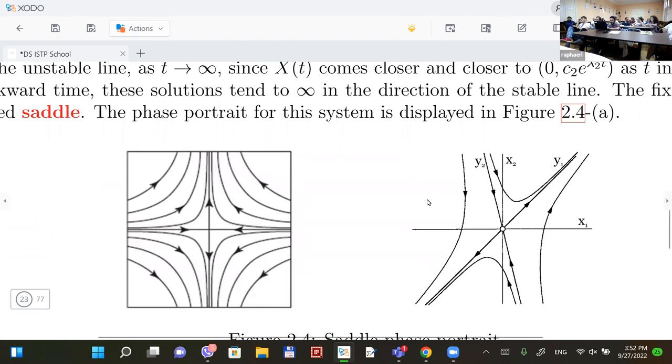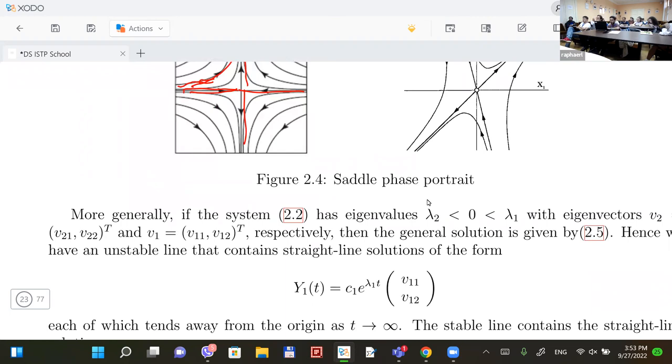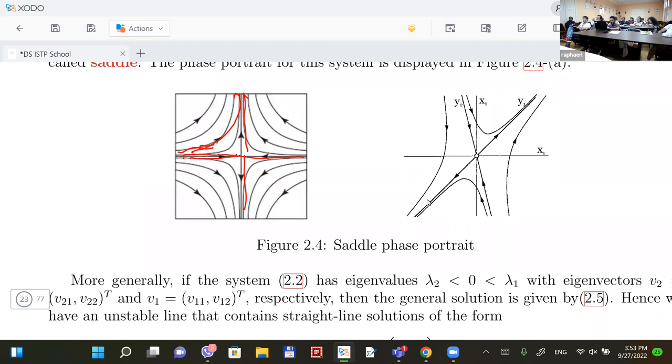In this case, we have these two stable lines, corresponding to the stable eigendirection, which corresponds to the negative eigenvalue. And the x2 axis is the unstable line, corresponding to the positive eigendirection. If we start anywhere else, we will go for some time parallel to the stable line. It seems that we are approaching the origin, but sooner or later we are repelled by the origin in the direction of the unstable line. This classification we call the saddle phase portrait.